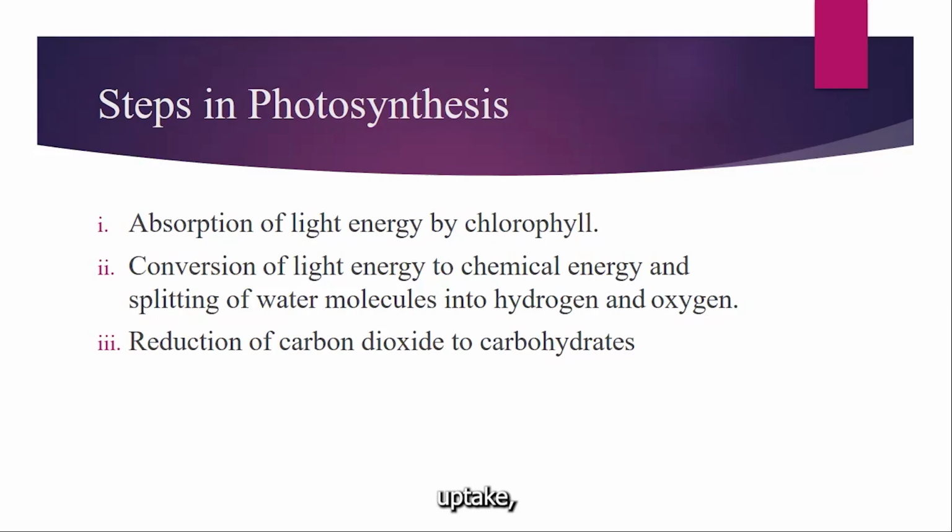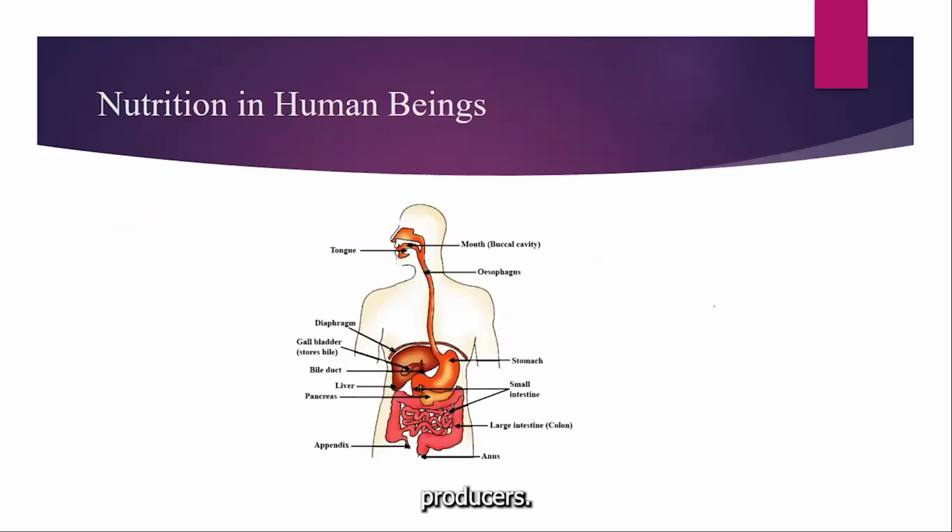And how is water obtained? It is taken from the soil by roots, which also absorb certain minerals. So let's consider leaves as the little kitchens where food is made using sunlight, and that's why plants are called producers. So now let's come into heterotrophic nutrition.